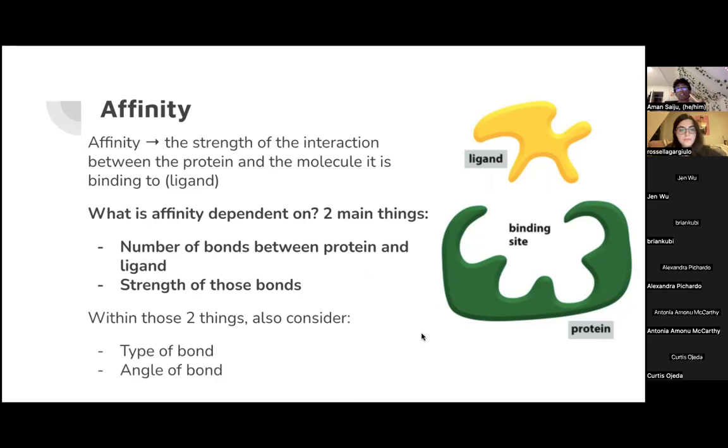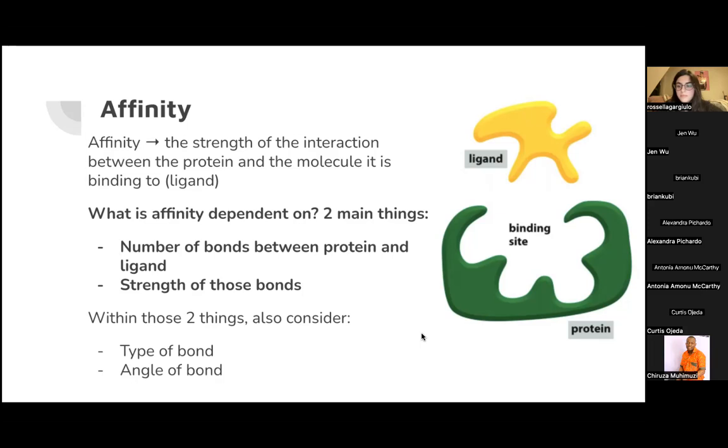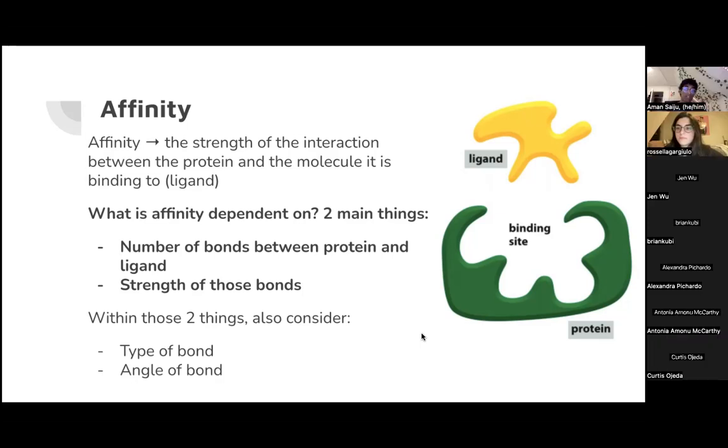But if you count, for example, 10 hydrogen bonds between one protein and ligand versus 3 or 4 van der Waals interactions and maybe one ionic bond between another protein and a ligand, the one with the more bonds and the stronger bonds, the hydrogen bonds, will have a much greater affinity. Does that make sense to everyone? I hope. Any questions?